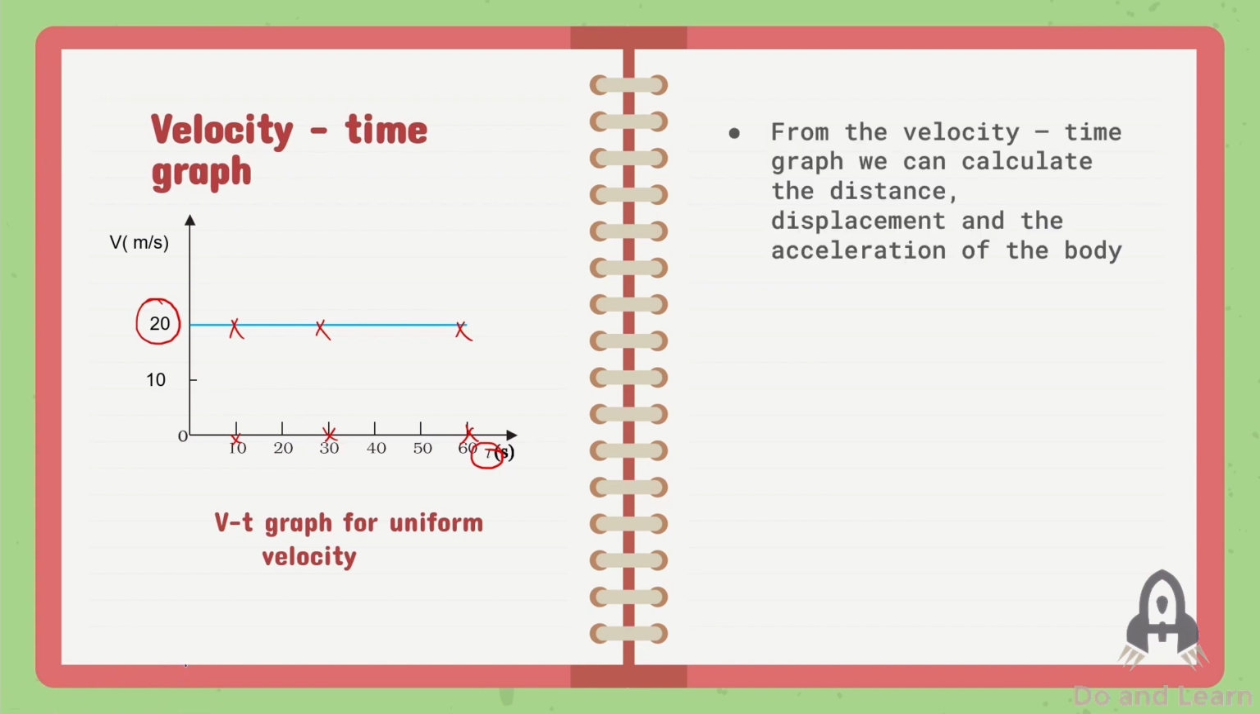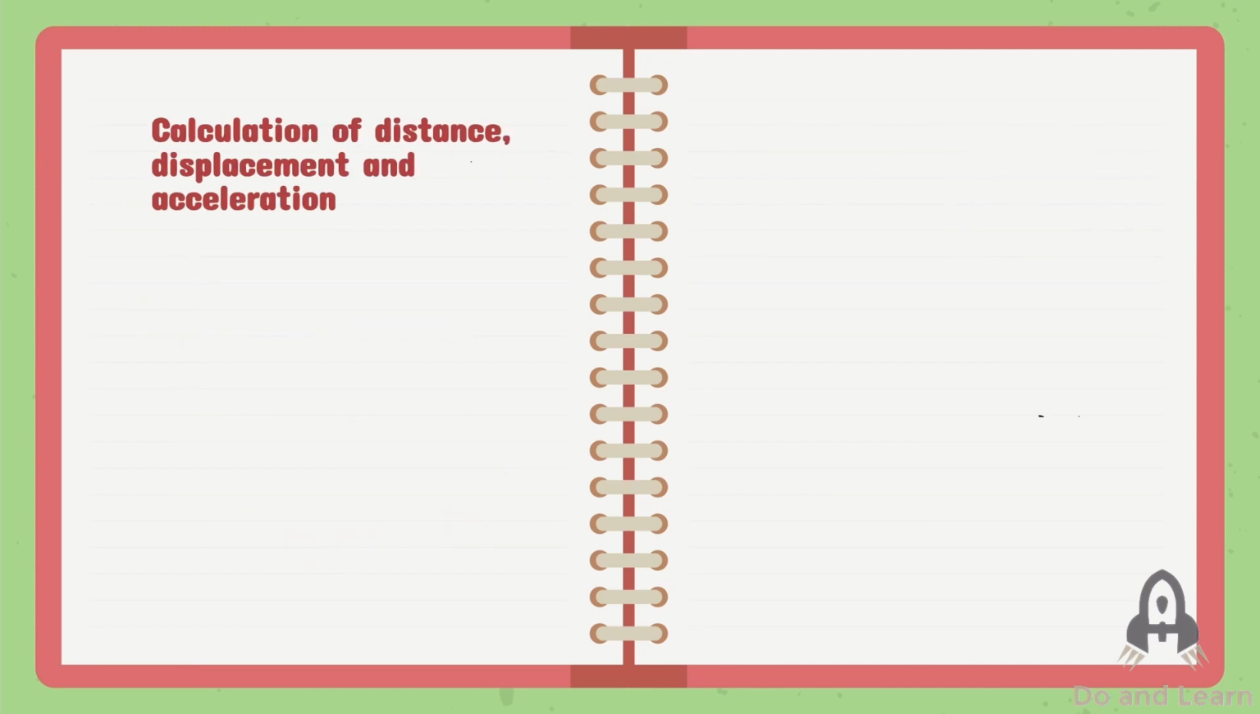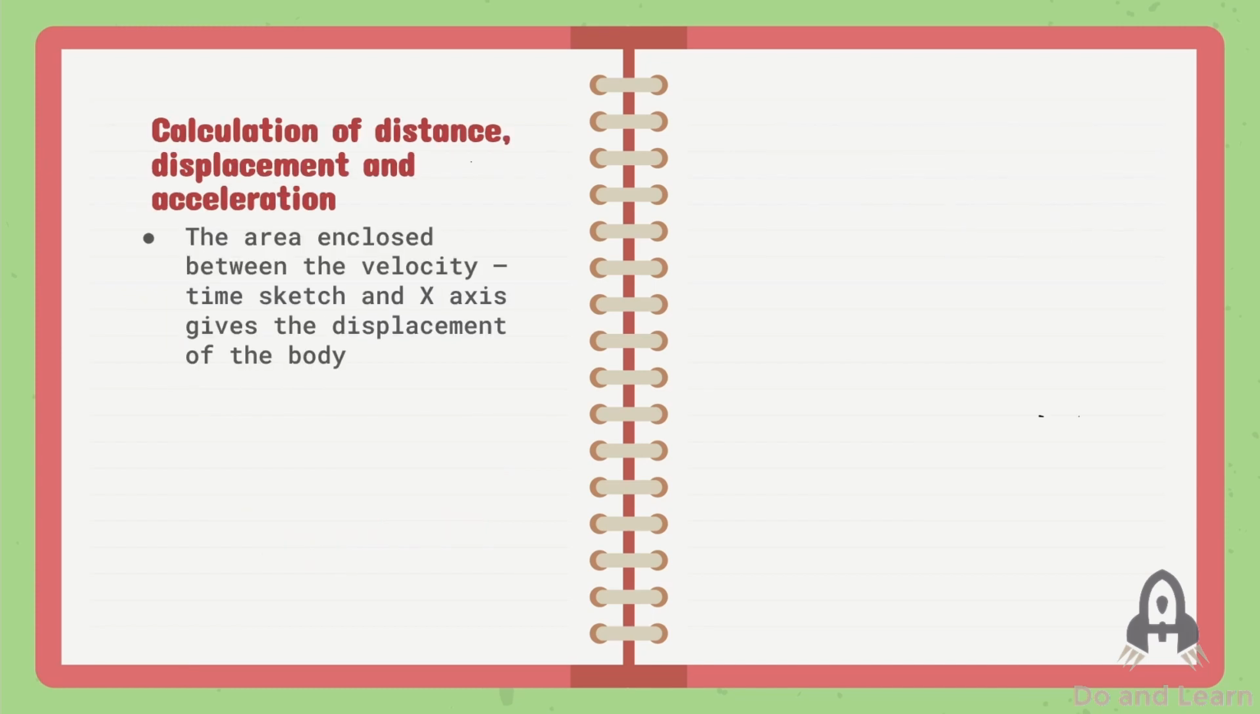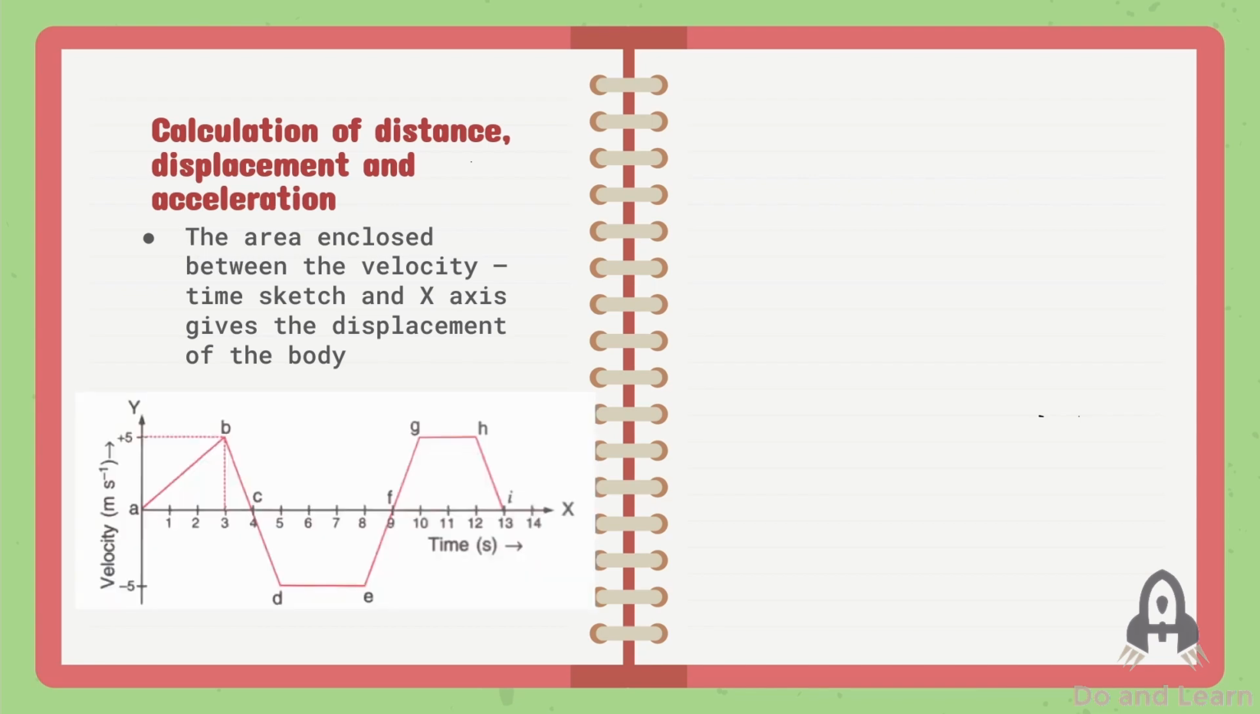From the velocity time graph, we can calculate the distance, displacement, and the acceleration of the body. Let us see how to calculate distance, displacement, and acceleration from the velocity time graph. The area enclosed between the velocity time graph and the x-axis gives the displacement of the body.